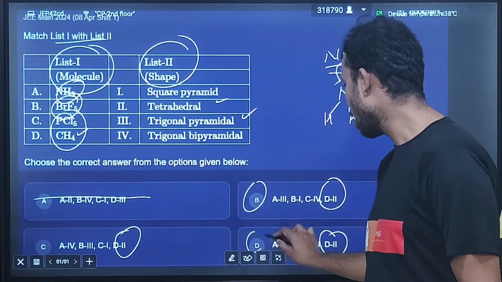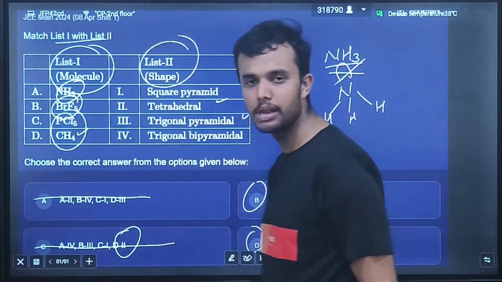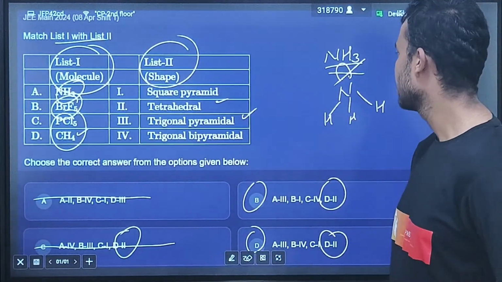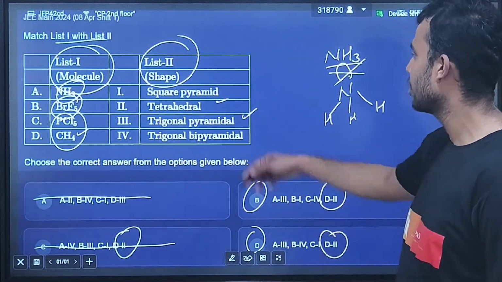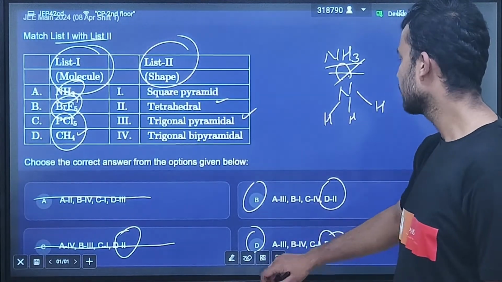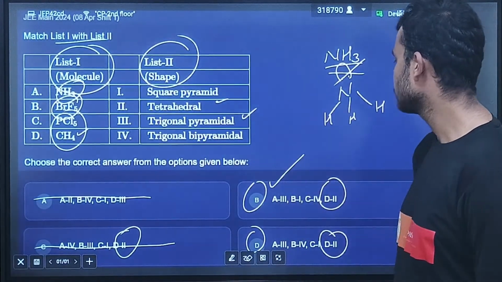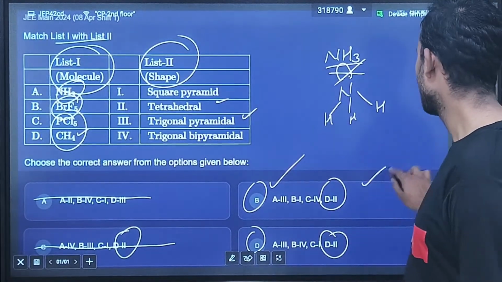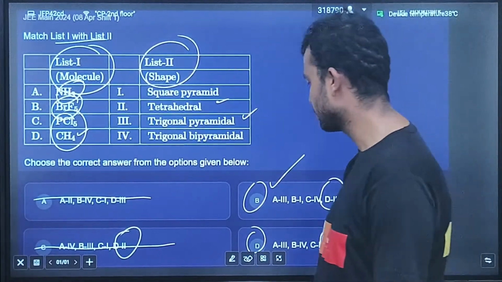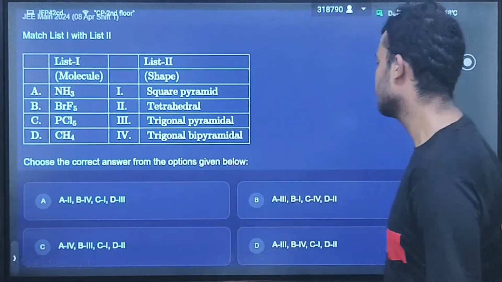Okay, again we get 2 options. We will eliminate C. Then BrF5. What is the shape of BrF5? Obviously square pyramidal. Correct? Square pyramid. The answer is option E. Very simple. Option E is correct. Shall we move on to the next question?